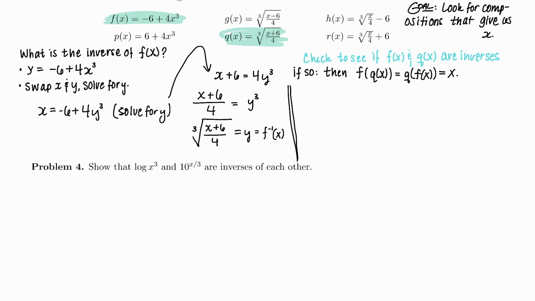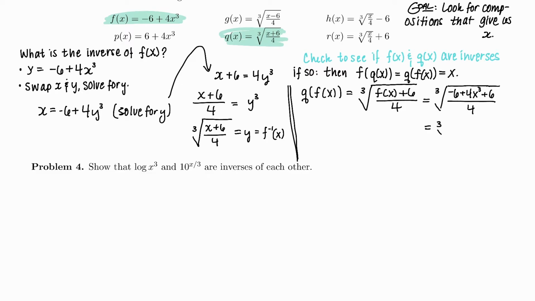Oh boy, okay, so let's do q of f of x. So I'm going to plug in f of x everywhere I see an x in q of x. So I get the cube root of f of x plus 6 over 4. Which is negative 6 plus 4x cubed plus 6 all over 4. So I get the cube root of x cubed, which is just x.